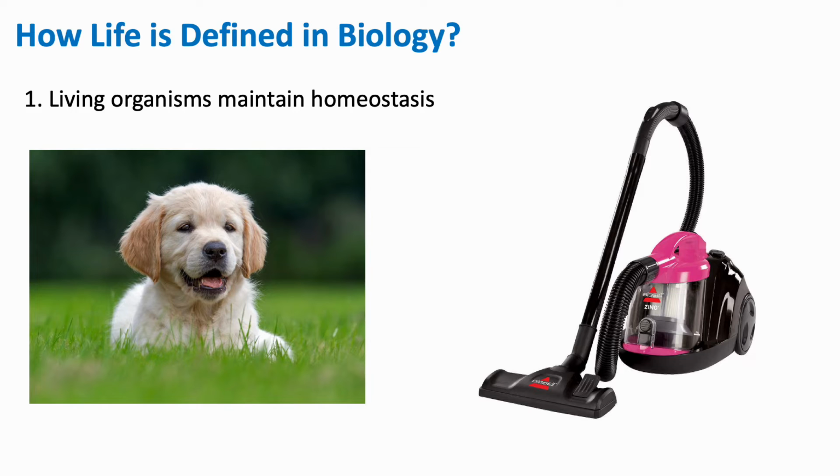That is where we get these 7 characteristics, and these 7 characteristics are attributed to defining living organisms. In order for something to be living, it must exhibit the majority of these 7 characteristics. Now we'll go through these 7 characteristics and we will compare each characteristic with a dog and a vacuum to truly understand how we define something as living or non-living. Now here, the first characteristic is that living organisms will maintain homeostasis.